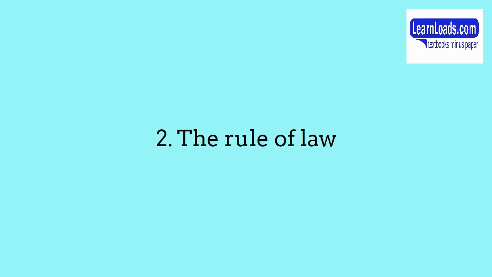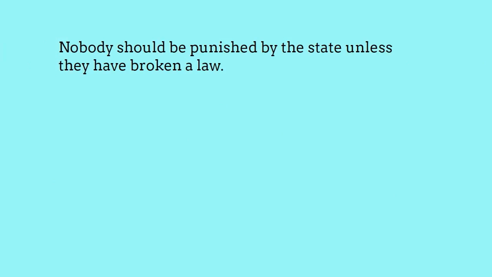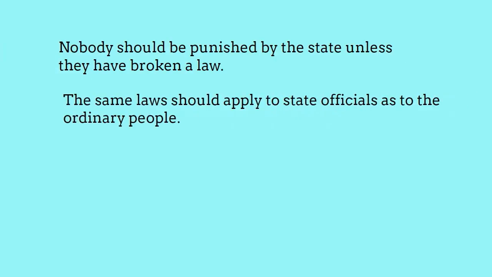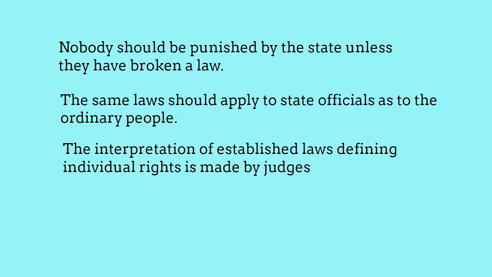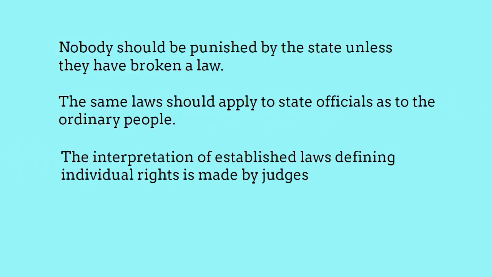Principle 2, the rule of law. What do we mean by the rule of law? A second indicator of a stable, democratic, political and legal system is the presence of the rule of law. And there are three strands to this. Firstly, nobody should be punished by the state unless they've broken the law. Secondly, the same laws should apply to officials of the state as to ordinary people. And finally, the interpretation of established laws defining the rights of the individual is made by an independent judiciary rather than the executive.